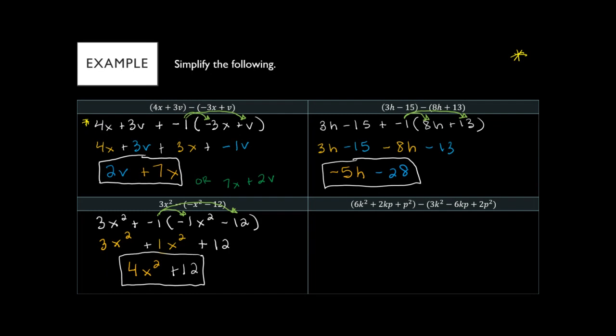Okay, so last one, because this is my last example. I don't have any more after this. Is we've got in parentheses 6k squared plus 2kp plus p squared minus 3k squared minus 6kp plus 2p. So first set of parentheses is not necessary. So I'm going to just rewrite what I've got here. Second set, we want to turn that into plus a negative and then distribute.